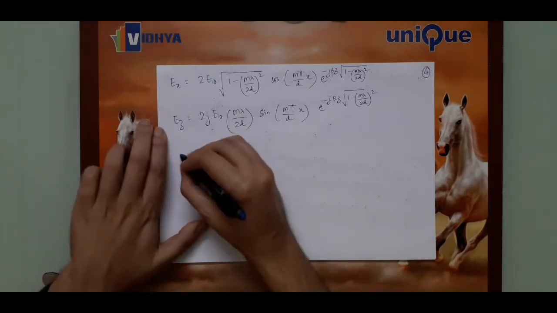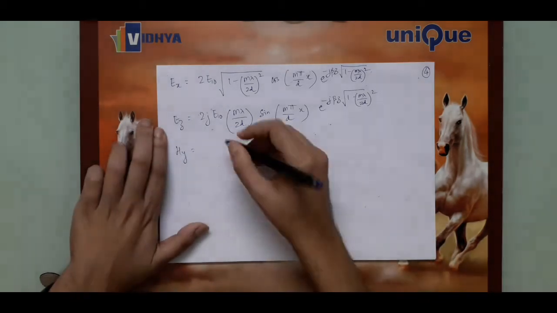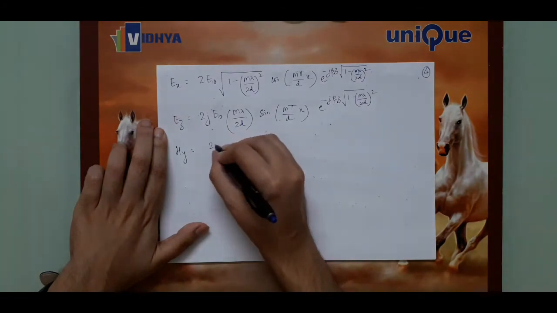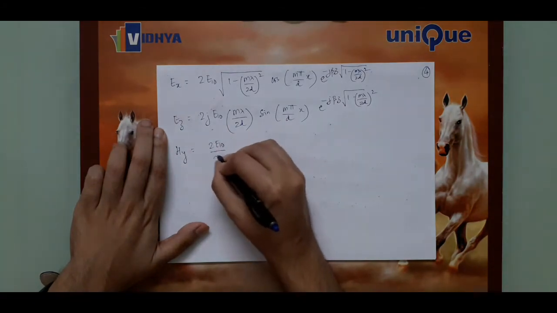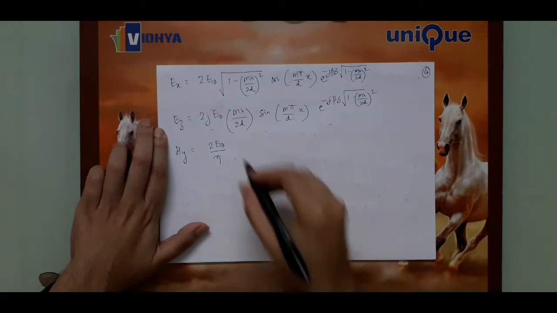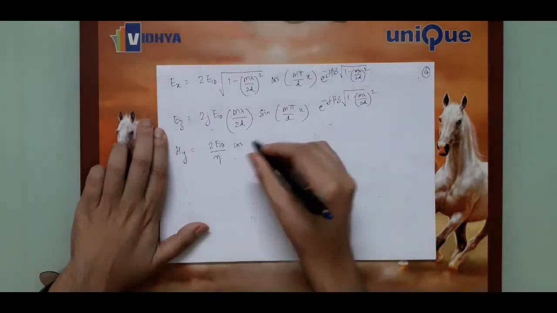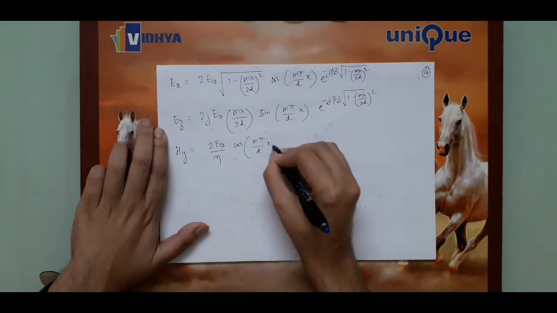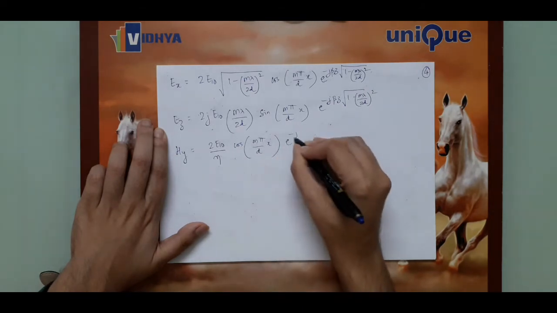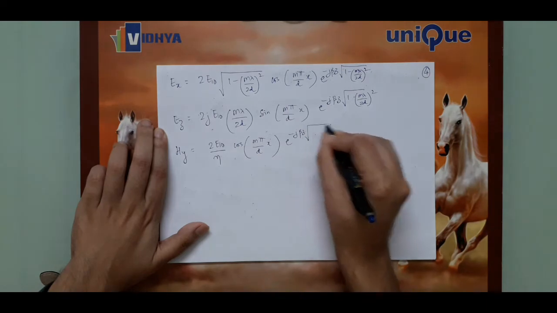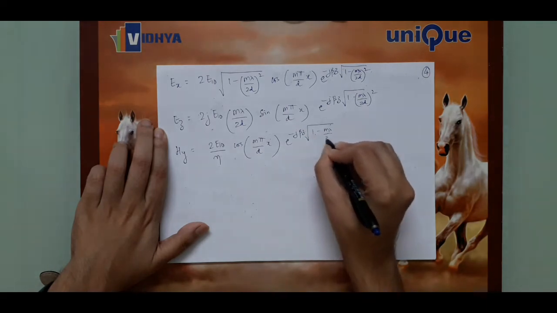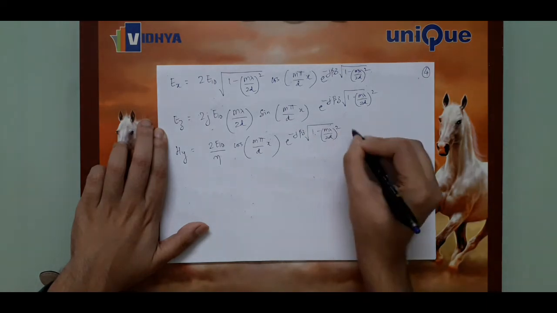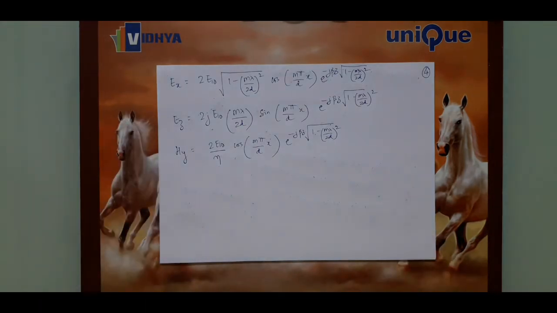And last but not the least, we will have Hy, that is 2Ei0 by eta cos. Is that fine? Yes.